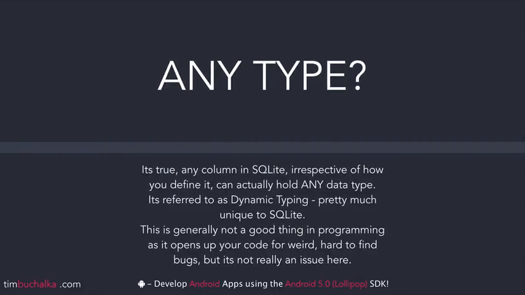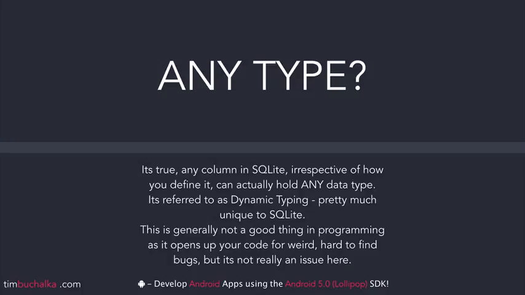So firstly, one of the curious and very unusual things about SQLite is that it can literally save any type of data in any field. It's referred to as dynamic typing, and it's fairly unique to SQLite. There are not many other database packages, if any, that do this. Generally speaking, this would be a negative thing, not a good thing. The reason being that it opens up your code for weird, hard to find errors.